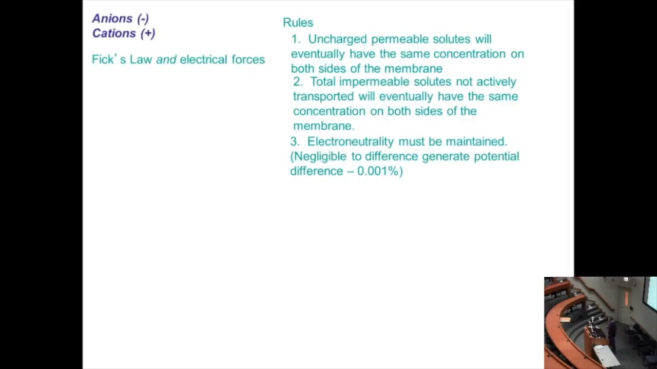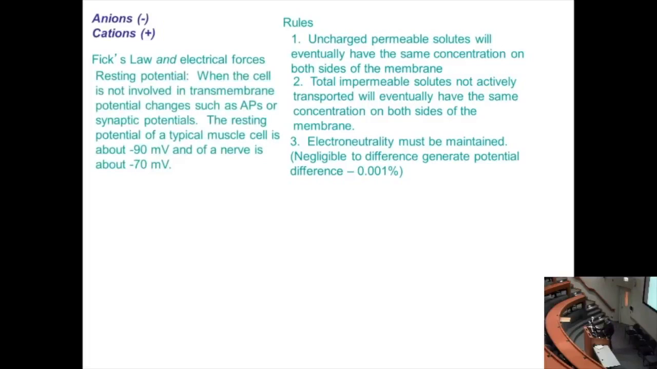And when I say slight, I'm talking about like 0.001% of the total number of ions. You could not measure that with any chemical means. But that imbalance, where you have more positive charge inside than outside, generates a voltage across that membrane. But otherwise, that is a very good approximation to reality, and electroneutrality must be maintained.